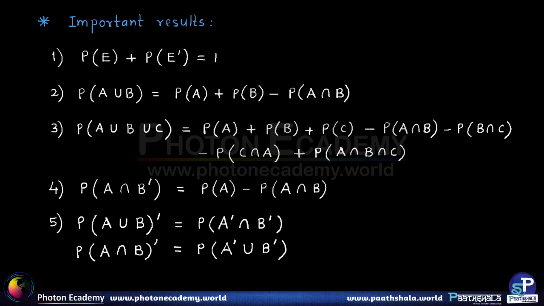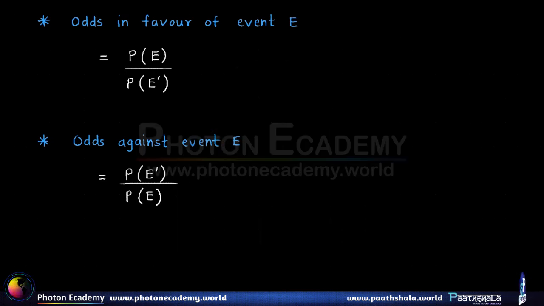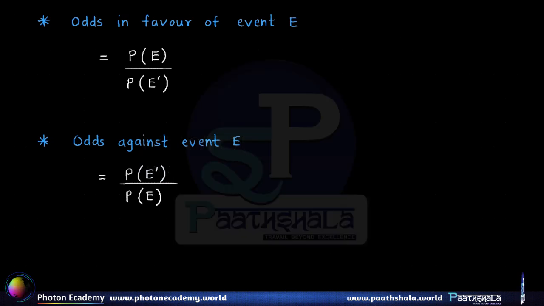Now let's see one more terminology related with the probabilities of an event and its complement. First one is what is called odds in favor of event E. Now this is given by probability of event E divided by probability of complement of event E. So that is P of E upon P of E dash. So it's nothing but the ratio of probabilities of occurrence of event E and non-occurrence of event E. That is called odds in favor of event E.